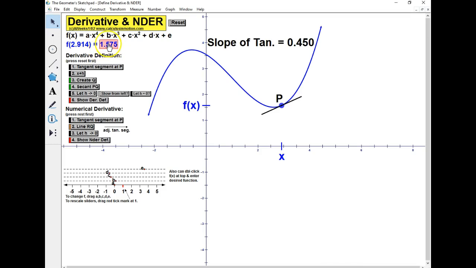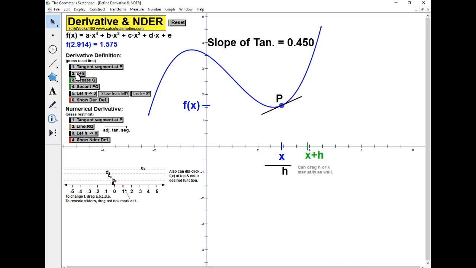And the x value is 1.575. You can kind of see that right there. If I were to draw a tangent line through that point P, we would have this line exactly, and we would have a slope of 0.450. The problem is we really don't know how to find that.